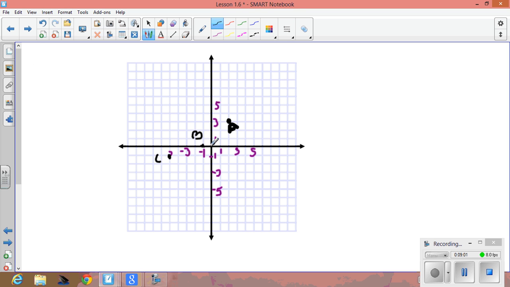So from 0, 0, I'm going to go to +3, and I'm going to go down to -6, right here. Since this is -5, this line here would be -6. So here is point D.